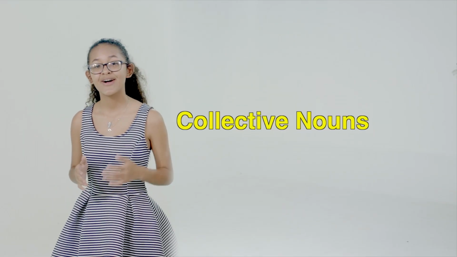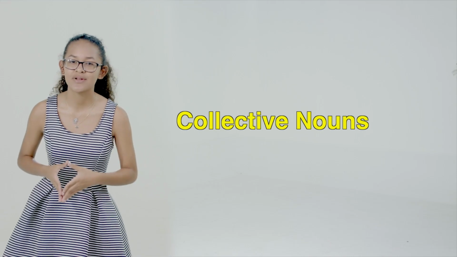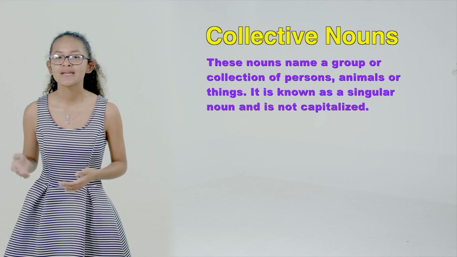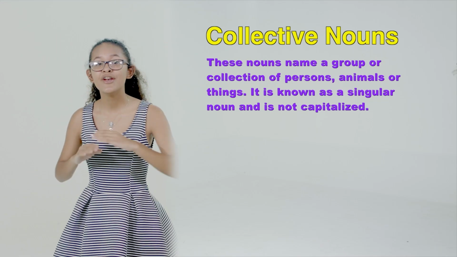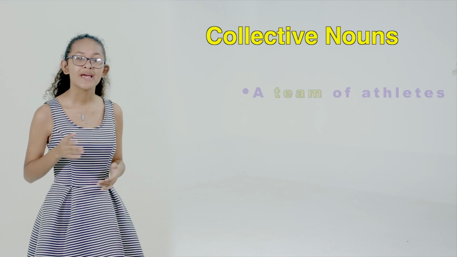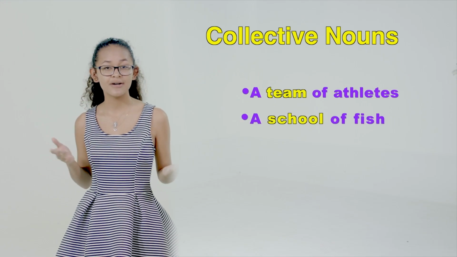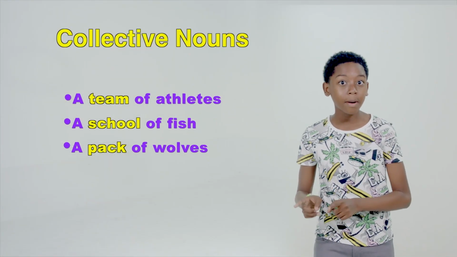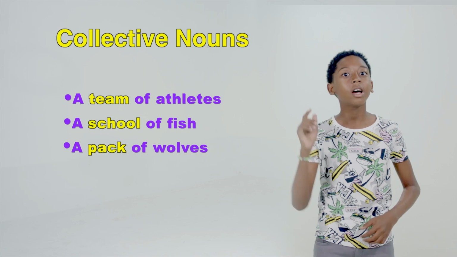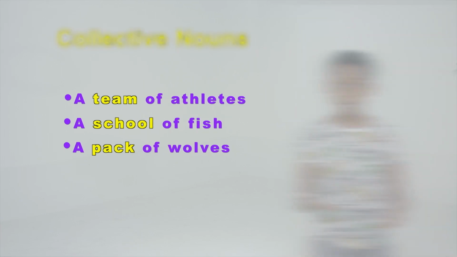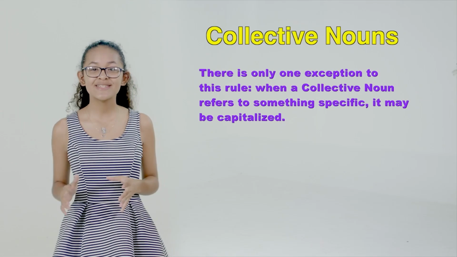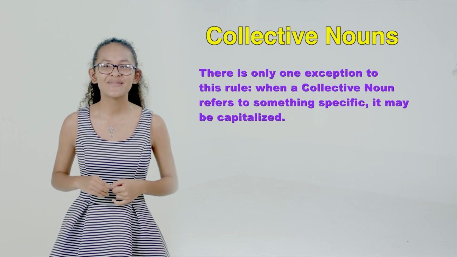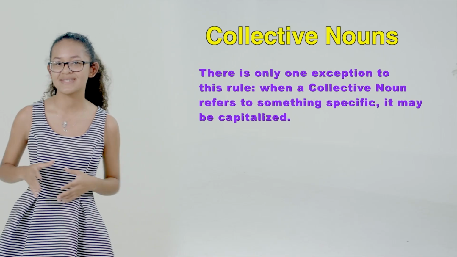We're now going to be discussing our third type of noun, which is collective nouns. These nouns name a group or collection of persons, animals, or things. It is known to be singular and not capitalized. For example, a team of athletes, a school of fish, a pack of wolves. Notice that team, school, and pack are all singular and are used to name the noun to which they refer. But exception! There is only one exception to the collective noun. When a collective noun refers to something specific, it may be capitalized.